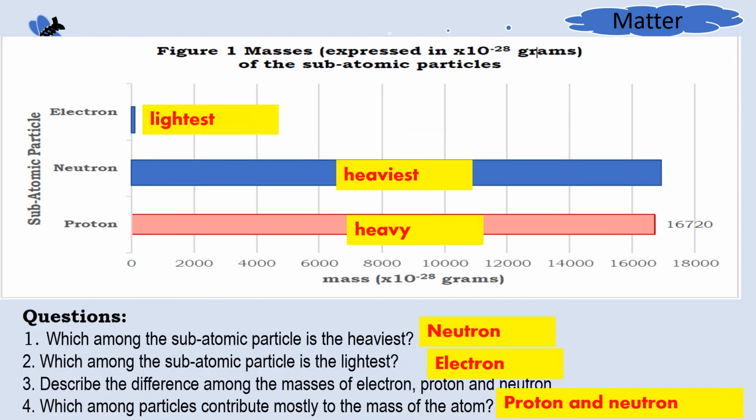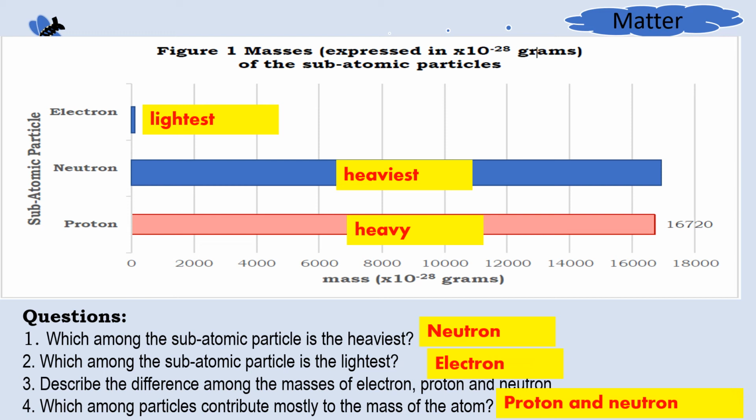Okay, let's answer the questions. Question number 1: Which among the subatomic particles is the heaviest? The answer is the neutron. Question number 2: Which among the subatomic particles is the lightest? The answer is the electron. Number 3: Describe the difference among the masses of the electron, proton, and neutron.